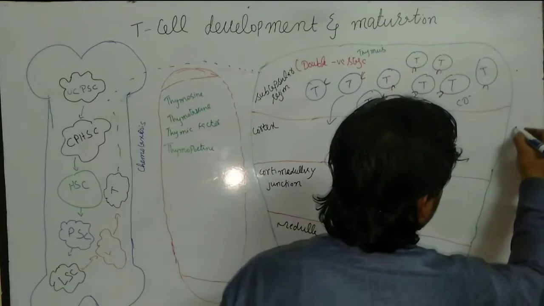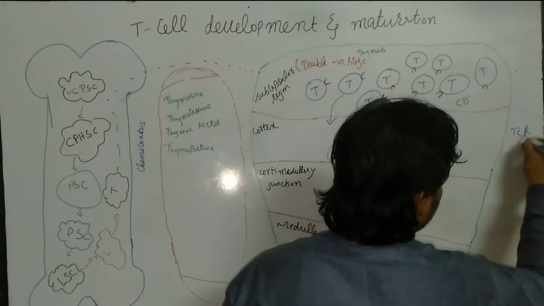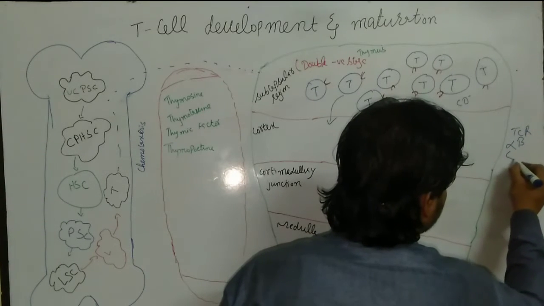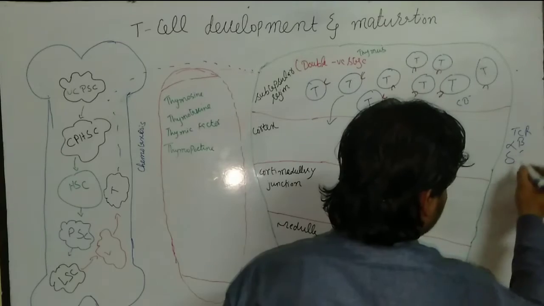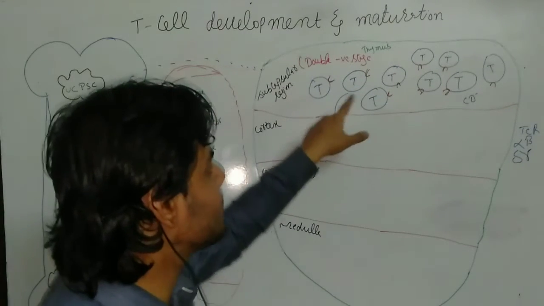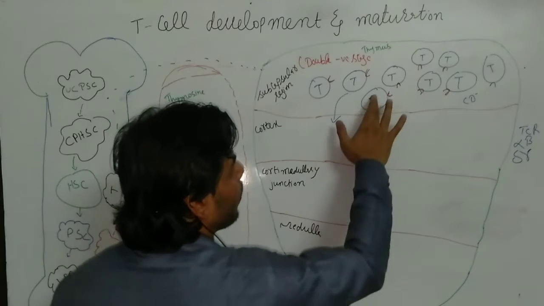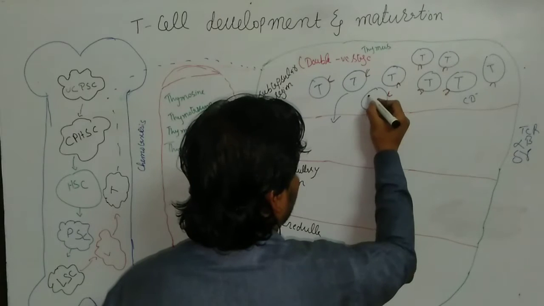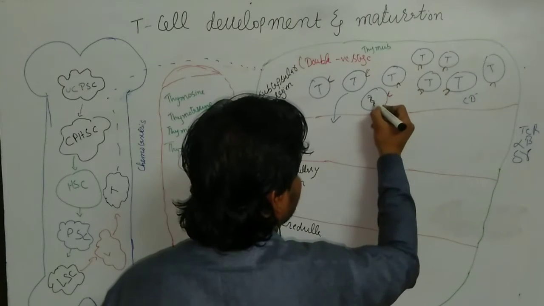Let me write it. They have TCR alpha beta and gamma delta. There are some types of genes which are present inside the T cell. So let me draw any one of the genes here. Let's suppose this is the DNA molecule.